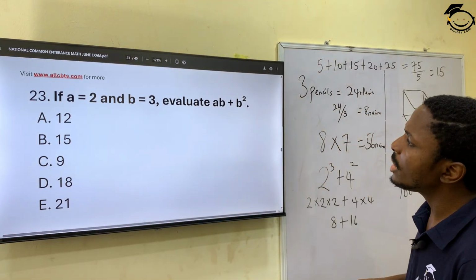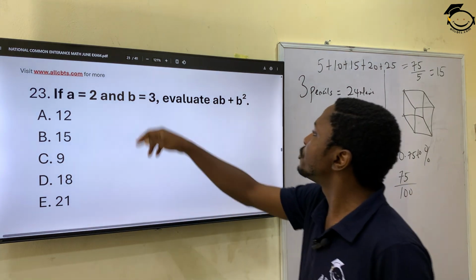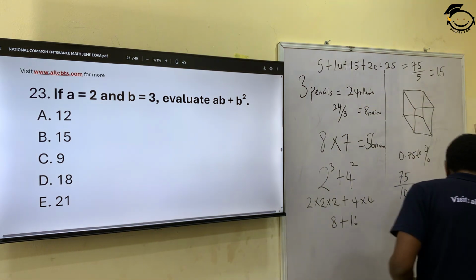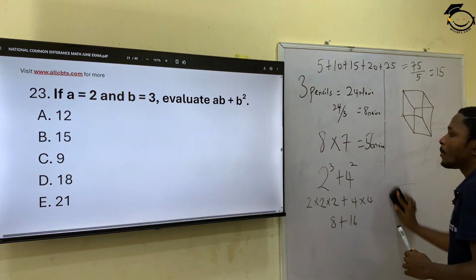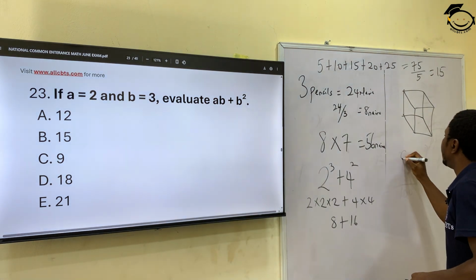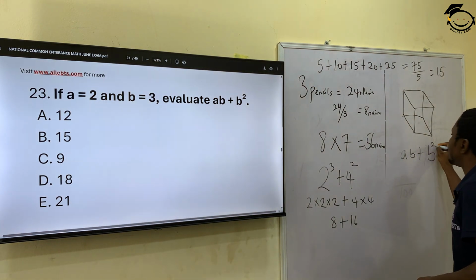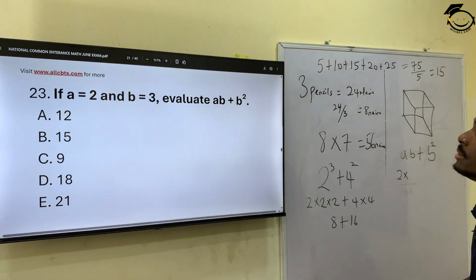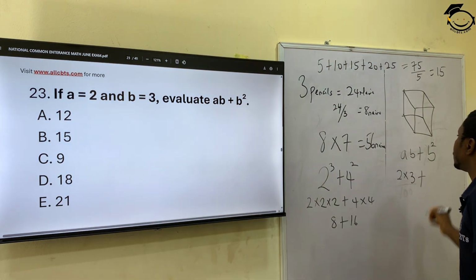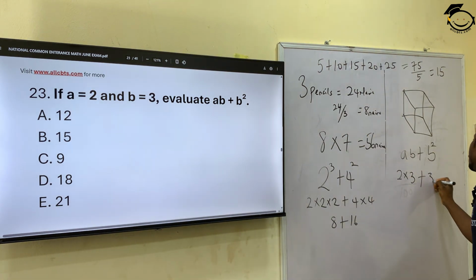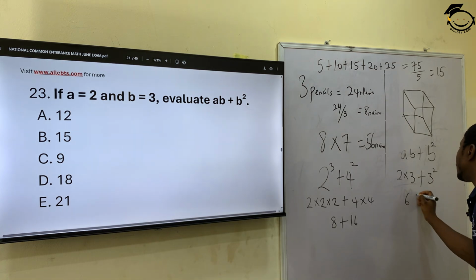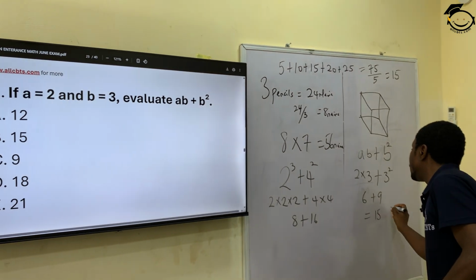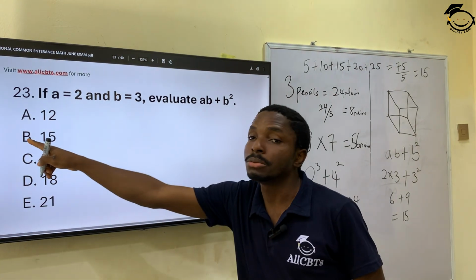23. If A is equal to 2 and B is equal to 3, evaluate AB plus B2. Okay, now let's do that here. AB plus B2. Now A is what? A is 2, that's 2 times B. B is what? 3 plus B2. B2 is what? 3 raised to power 2. So 2 times 3 is 6 plus 3 raised to power 2 is what? 9. 6 plus 9 is what? 15. That's B. Correct option.